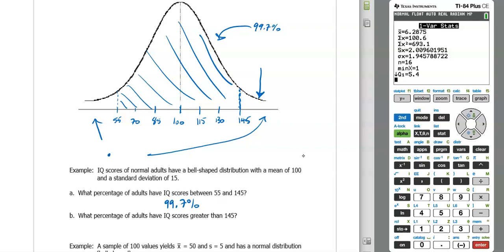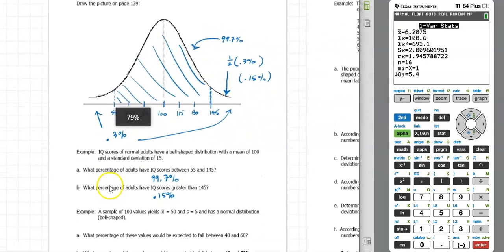So these are 0.3% together, and since there's a symmetry about this distribution, each one of these tails has half as much, and so this tail should be half of 0.3%, and that should be 0.15%. And so that's actually going to be the percentage of adults that have IQ scores greater than 145. It's 0.15%. And now we will move on to another example.